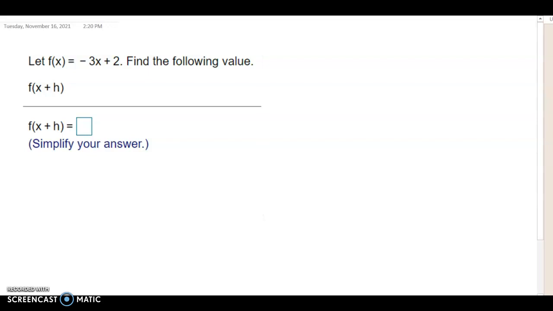This is kind of tricky when there's two letters. You're going to take the x plus h and plug it in where you see x. I'm going to try to do this with two different colors here. So you're going to write the equation just as you see it.